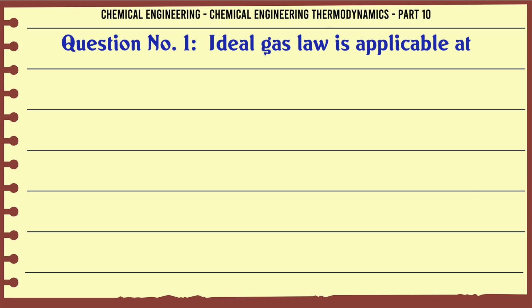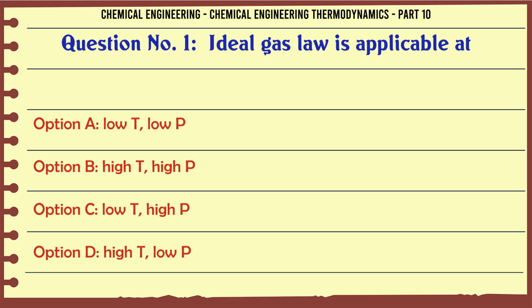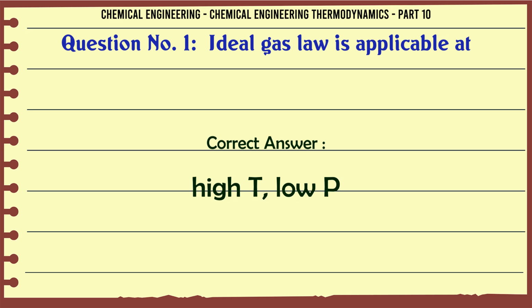Ideal gas law is applicable at: A. Low T, low P. B. High T, high P. C. Low T, high P. D. High T, low P. The correct answer is high T, low P.